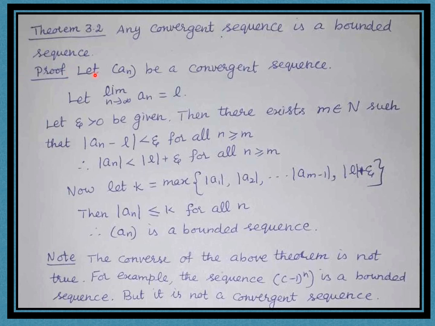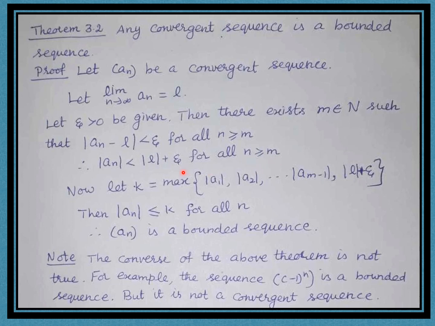Now we are given the information that the sequence a_n is a convergent sequence. Therefore, we are taking that the limit as n tends to infinity of a_n equals L. So, by the definition, given epsilon greater than 0, there exists m belonging to N such that the absolute value of a_n minus L is less than epsilon, true for all n greater than or equal to m. This can be written, by taking this L value to the right hand side, as the absolute value of a_n is less than the absolute value of L plus epsilon. This is true for all n values greater than or equal to m.